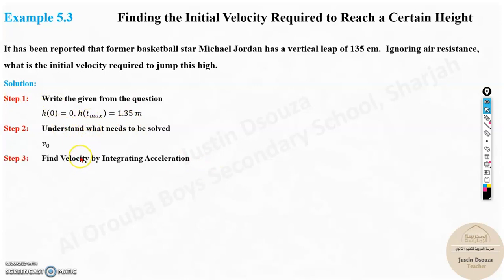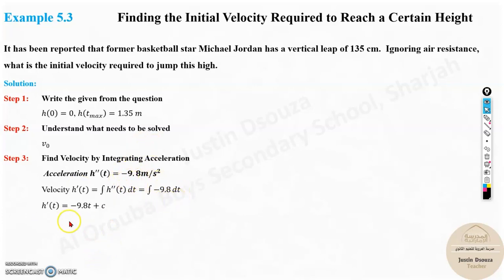But how do we find velocity in general? Integrate acceleration. We have done this many times now. You can pause the video and continue for the next few steps at least. Now over here, when you integrate this, minus 9.8 meter per second square, we will get minus 9.8 t plus c. Okay, this is the velocity at any time t.